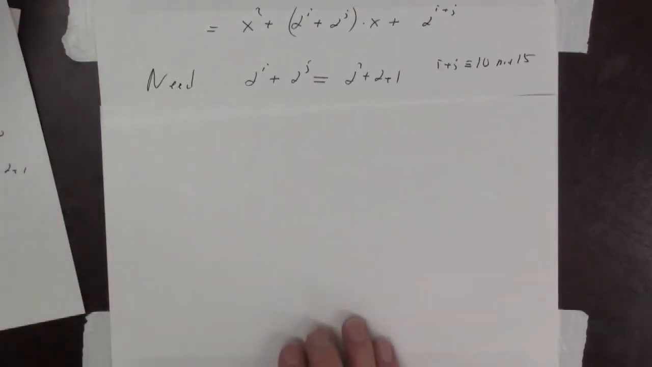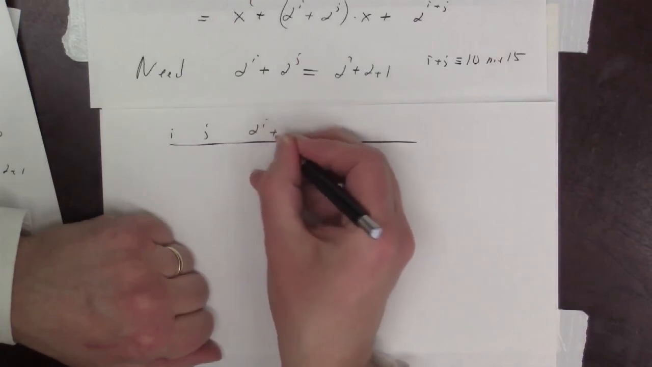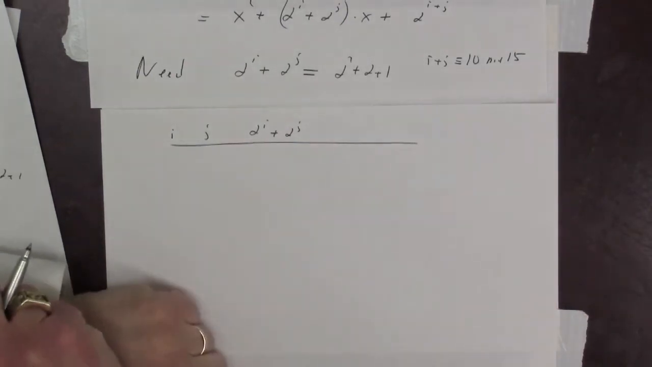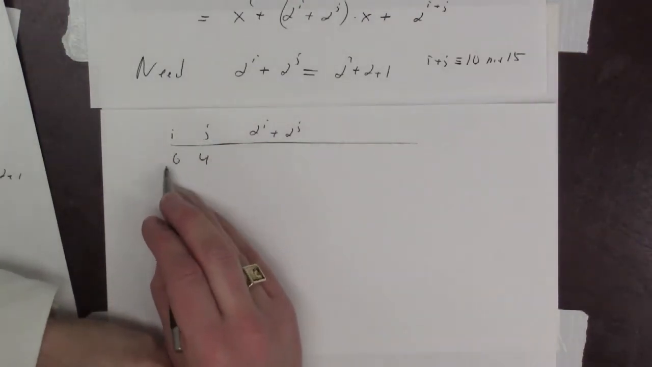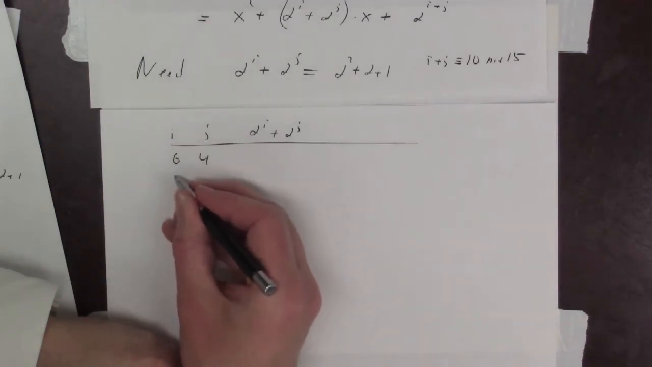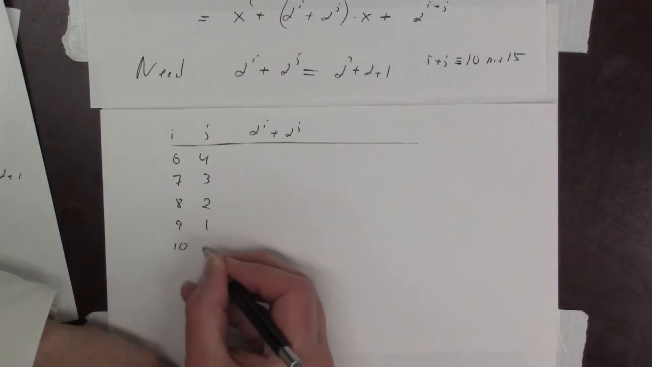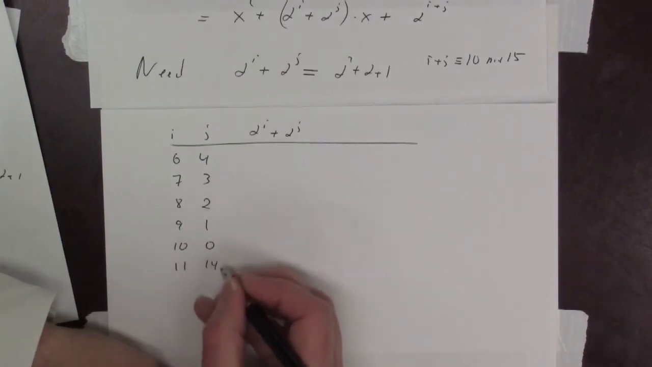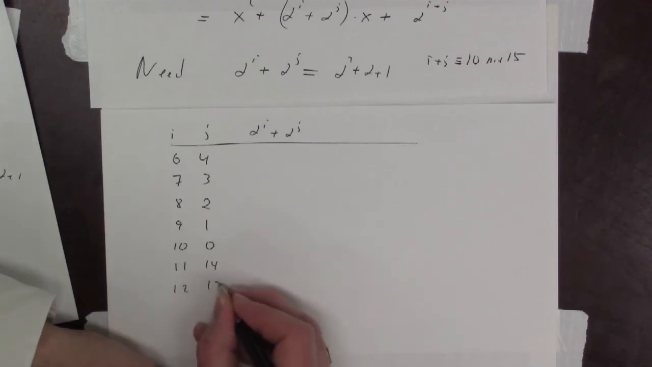So now we have to solve this thing, and here we go. We want alpha to the i plus alpha to the j, where i and j sum to 10. So 5 plus 5 gives 10, the same root. Then let's increase i by 1 and decrease j by 1. So that's 6, 4. We can have 7, 3. We can have 8, 2. We can have 9, 1. We can have 10, 0. We can have 11, 14. Remember, 0 minus 1 is 14 mod 15. Then 11 plus 1 is 12, 12, 13.